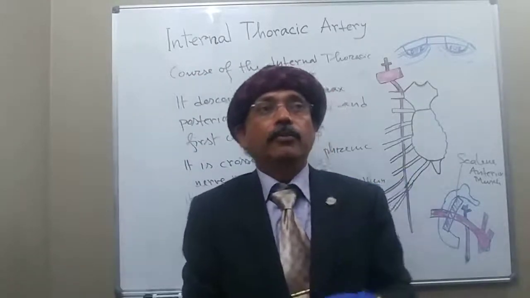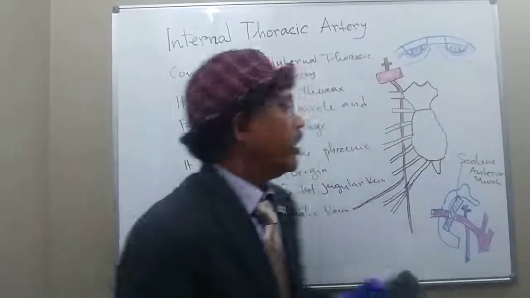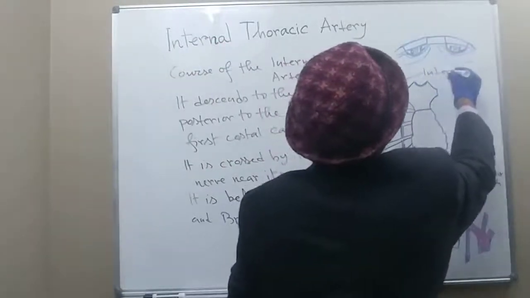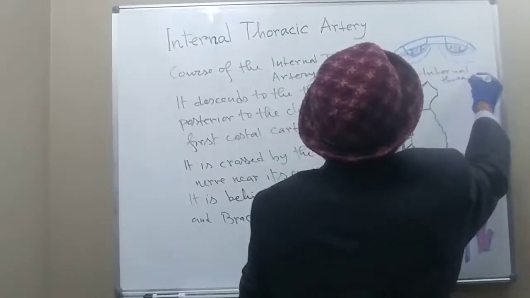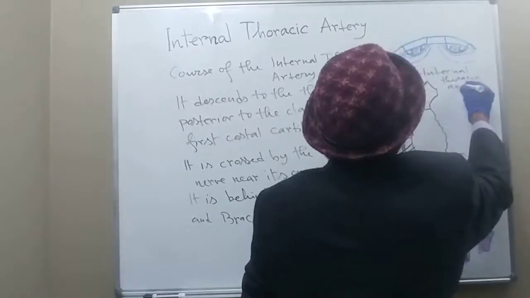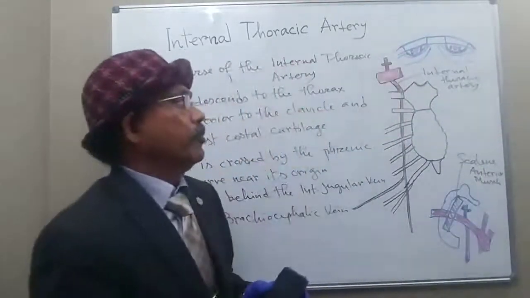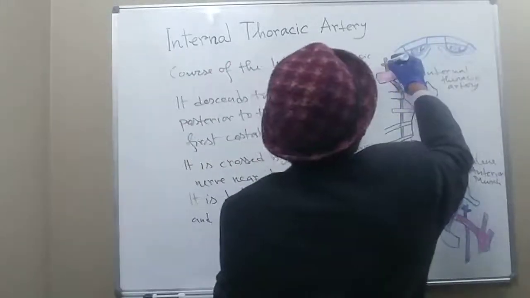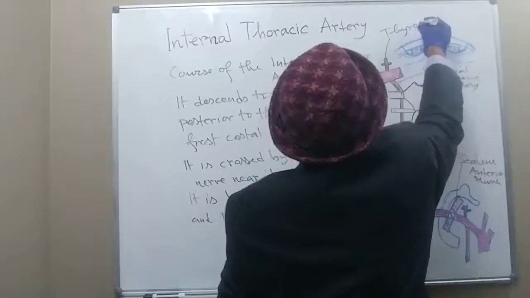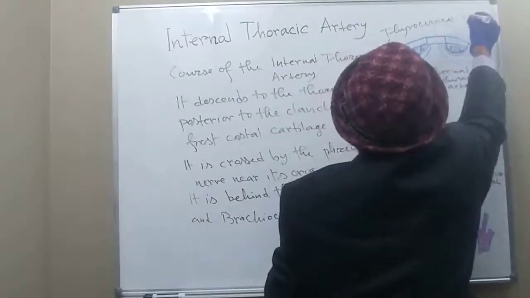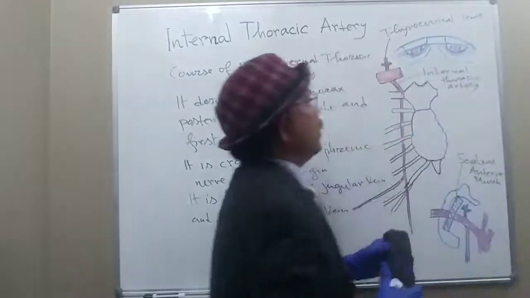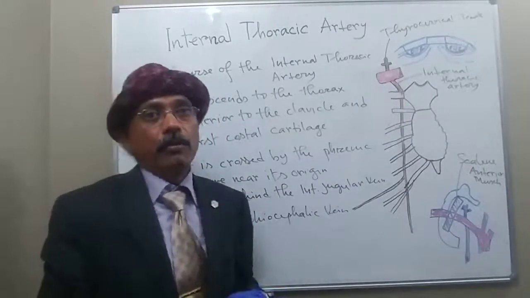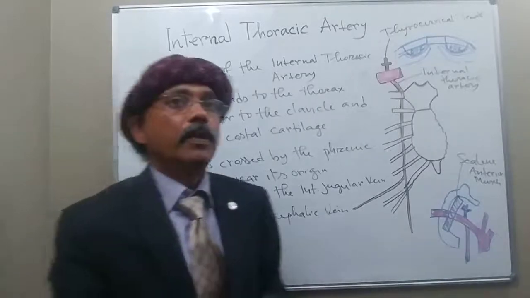Then it descends on the internal surface of the thorax, slightly lateral to the sternum. So this is our internal thoracic artery. It is a branch of the first part of the subclavian artery, coming from the inferior aspect, opposite the thyrocervical trunk. At this level, it is crossed by the phrenic nerve, and it is behind the brachiocephalic vein and internal jugular vein.